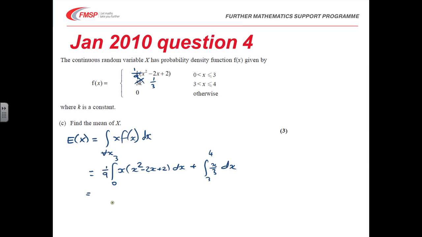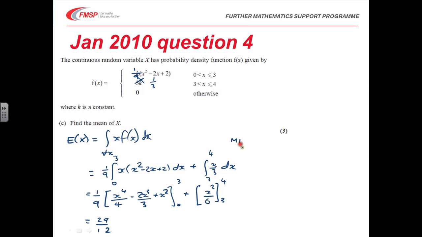So if I do that integration, it's going to give me 1/9 of x to the 4 on 4 minus 2x cubed on 3 plus x squared evaluated between 0 and 3, plus x squared on 6 between 3 and 4. Okay, and if you evaluate all of that, it will give you 29 on 12. Okay, so you only get 3 marks. You get 1 mark for using the formula correctly, an accuracy mark for integrating correctly, and then another accuracy mark for getting the answer correct at the very end.